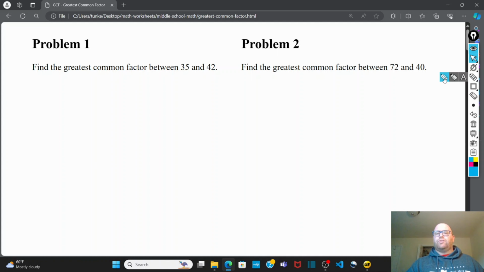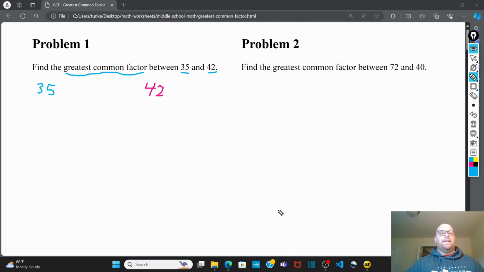So let's illustrate with an example here. Problem one, we're finding the greatest common factor between 35 and 42. A factor of 35 is a number that you can multiply by another number to get 35. A factor of 42 is a number you can multiply by another number to get 42. Now we're going to find the greatest common factor, which means we're going to find the largest factor of the two that they both have in common. To do that, we need to list the factors of 35 and also list the factors of 42.